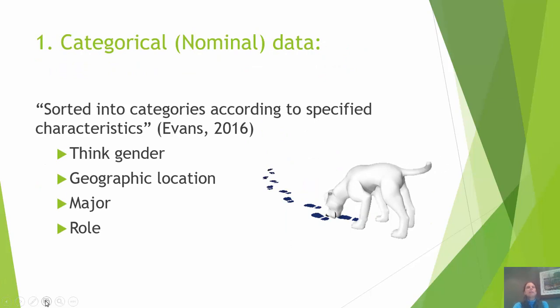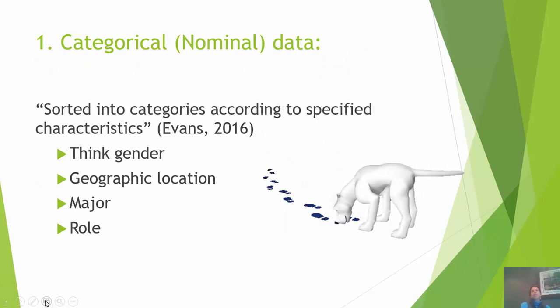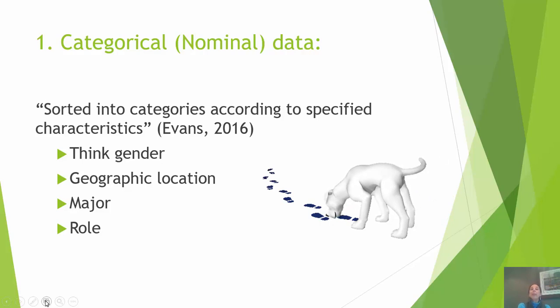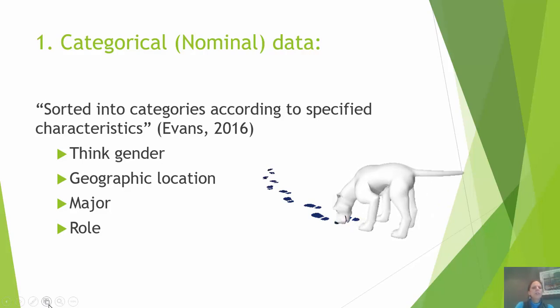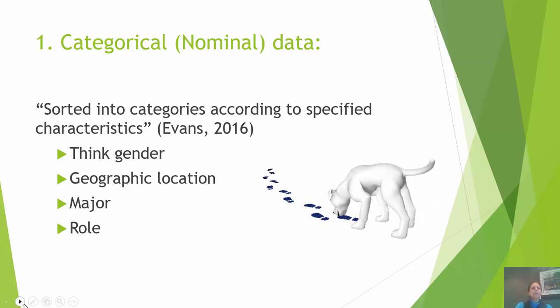So categorical means they can be sorted into categories. So you could use gender, you could use pet type, you could use your geographic location, you could use what's your major, you could use what's your age, and what's your role in the company. All of those would be categorical because we have names for them and you can divide the people into them, but there's really no numerical value associated with them.